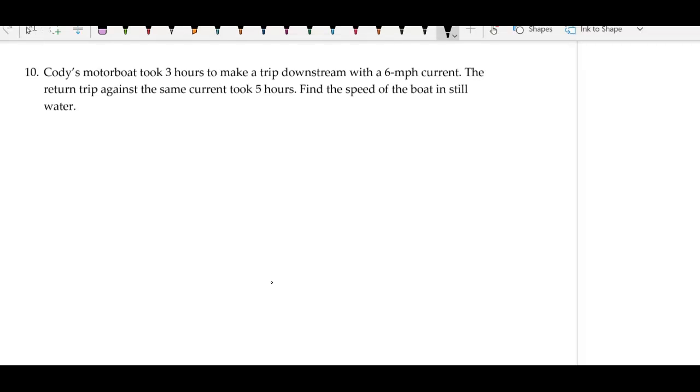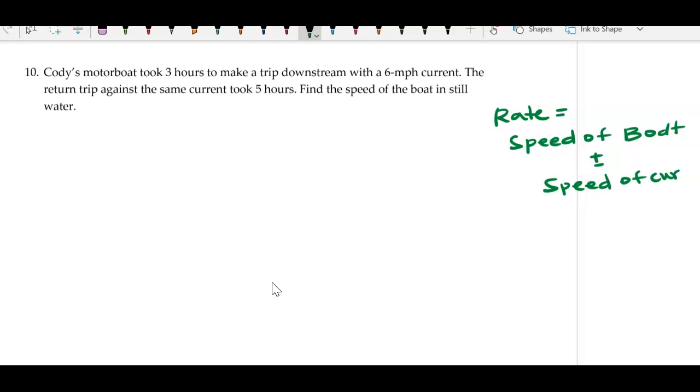So remember in class when I was talking about how rate is made up of 2 different things? So it's the speed of the boat plus or minus the speed of the current. Make sure you remember this for the test. Usually if people miss this problem, it's because they've forgotten this. So that's going to be helpful when we set this up.